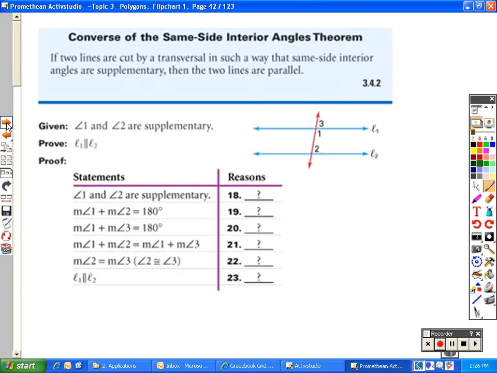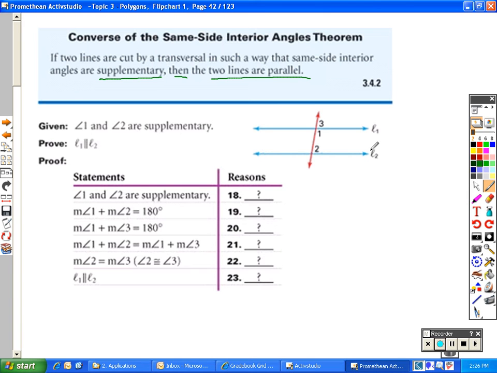All right. Here we have the converse of the same side interior angles theorem. If two lines are cut by a transversal in such a way that same side interior angles are supplementary, then the two lines are parallel. And we're basically going to use that right here to prove that the two lines are parallel. So here we have that angle 1 and angle 2 are supplementary, and that's what we are given. And we want to prove that L1 is parallel to L2. Okay, so we're going to fill in this proof together.